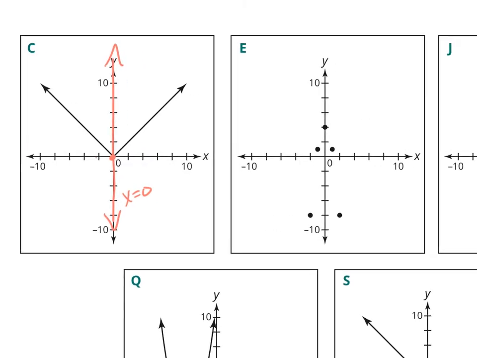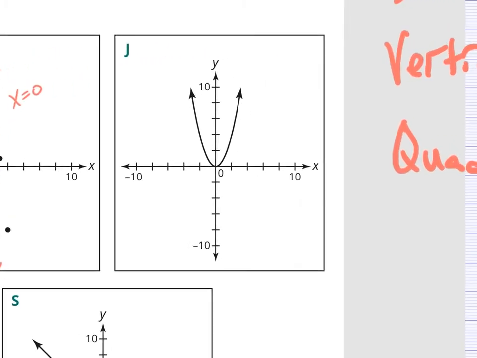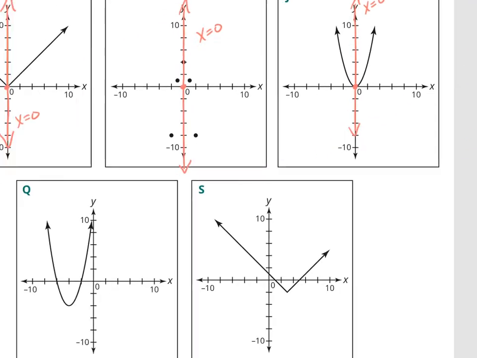If I scroll over to E, again, if I can draw a straight line up and down and it's the same on both sides, then it has a vertical line of symmetry. And again, I think I can draw one right here. And that equation is x equals 0. Again, because this line goes straight up and down and it crosses right there on the x-axis at 0. I'm going to look over here at J. I can draw a vertical line again. That equation for that red line is x equals 0 because it crosses the x-axis at 0.